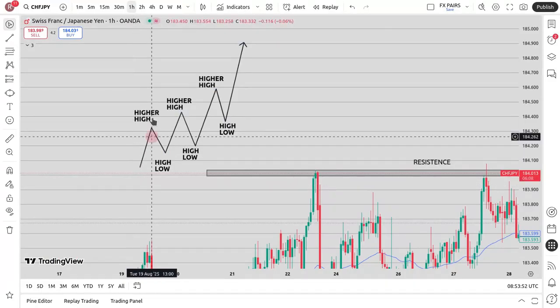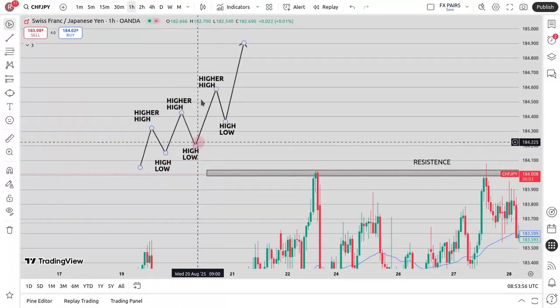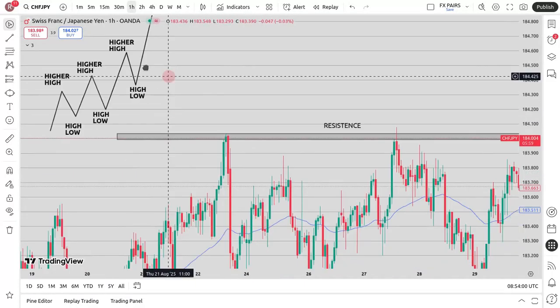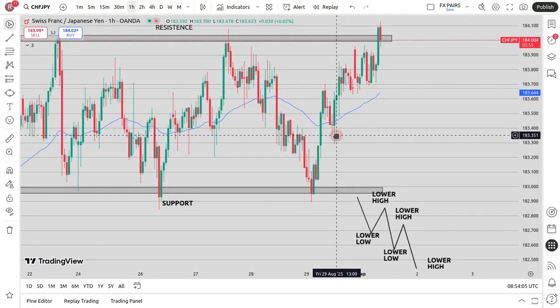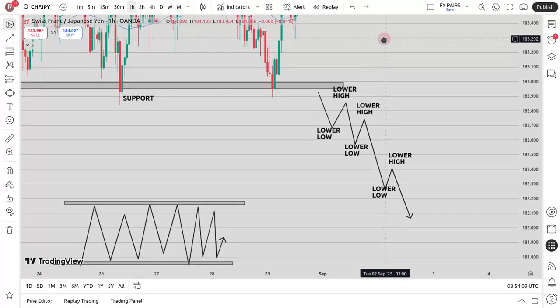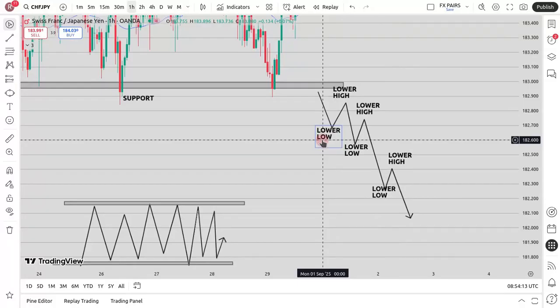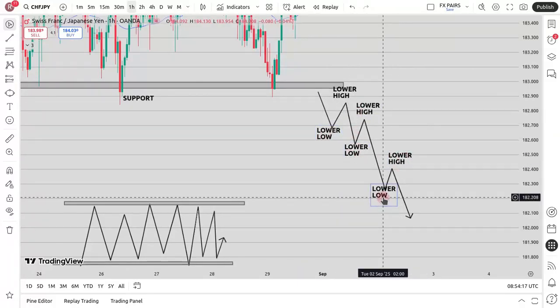So these are higher highs. This is a higher low, higher high, higher low, higher high, higher low. So this means we are in an uptrend. And if we are forming lower highs and lower lows, that means we are in a downtrend, just as I've illustrated it down here for you. So here we have the lower high, here we have the lower low, lower high, lower low, lower high, lower low. So this means we are in a downtrend.